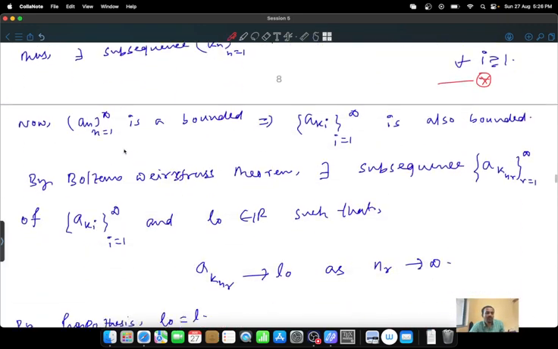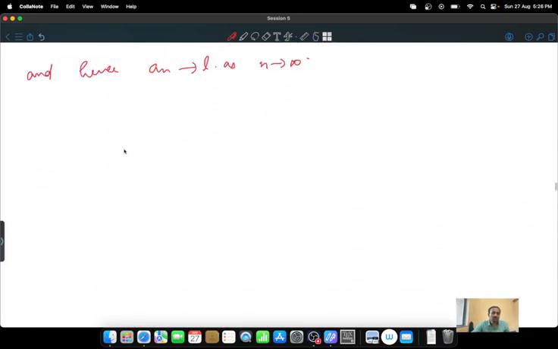In particular, if you look at the sequence, part C, take x_n equals n. It does not have any convergent subsequence, and in fact x_n also does not converge. It satisfies the hypothesis, but x_n does not converge. So boundedness is very crucial.